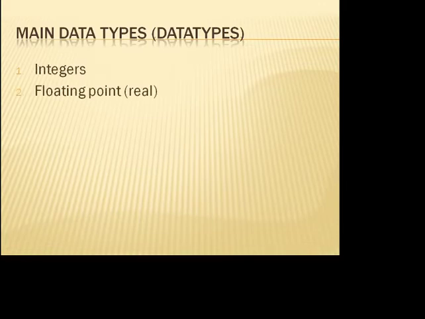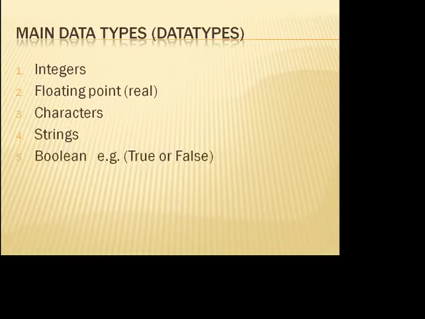Now, the main data types are: you have what we call integers, you have floating point or real, you have characters, you have strings, and the last one is what we call Boolean. Now, integers are practically whole numbers. Just remember that integers are whole numbers, and examples are things like the number 1, the number 2, etc.